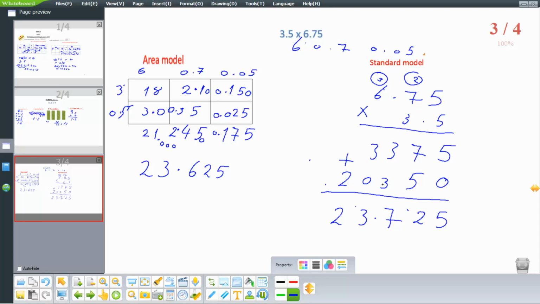Here. Okay. Here is the wrong. Okay, 3 times 5, 15. 5 and carry up 1. 3 times 7, 21. 21 plus 1, 22. So here is 2. Okay. So this number is 6. Sorry for this mistake. Okay. So the answer is 23.625. Okay, let's see the other ways.